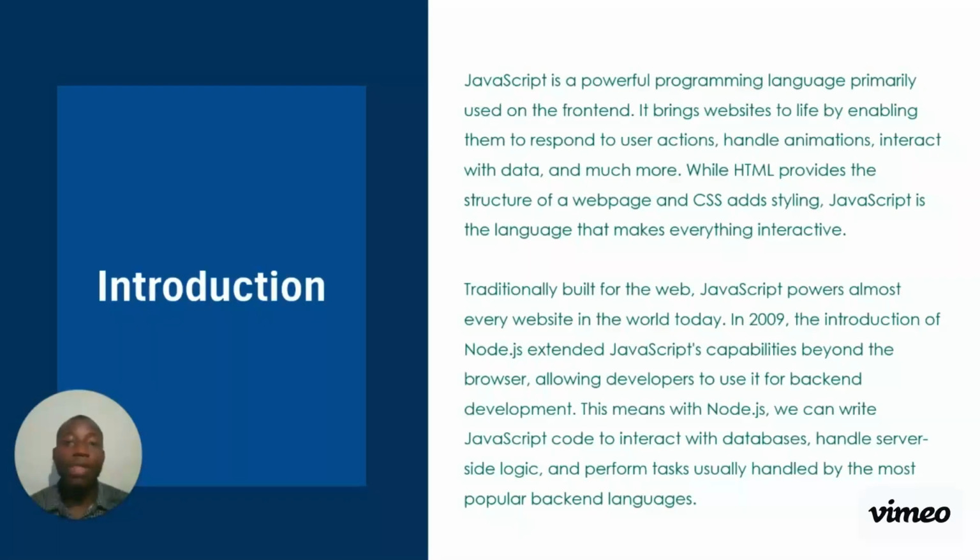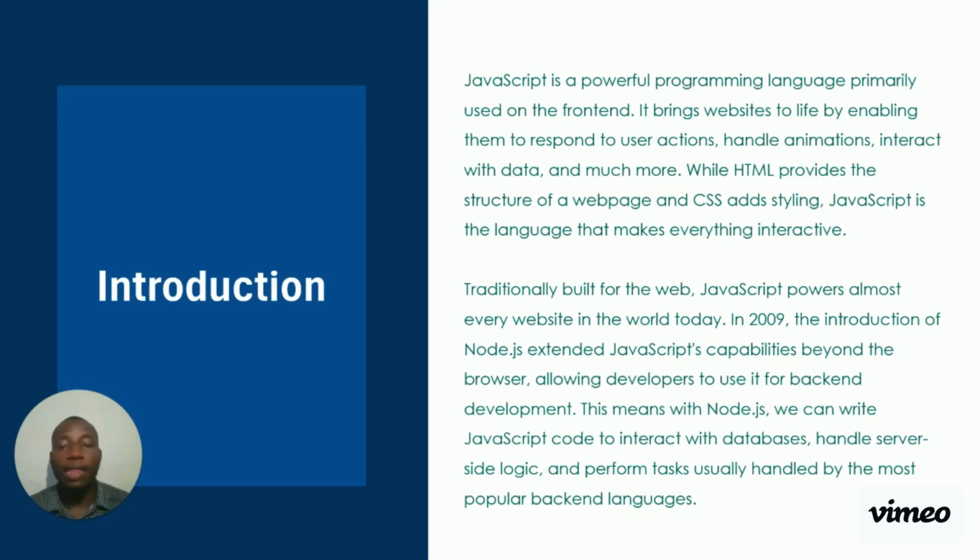is. JavaScript is a powerful programming language used primarily on the front end. It brings websites to life by enabling them to respond to user actions, handle animations, interact with data, and so much more. So while HTML provides the structure of a web page and CSS adds the styling, JavaScript is that language we use to add interactivity to our site.